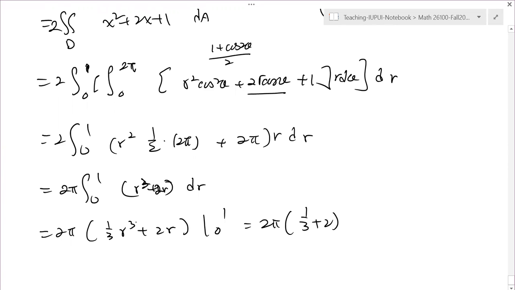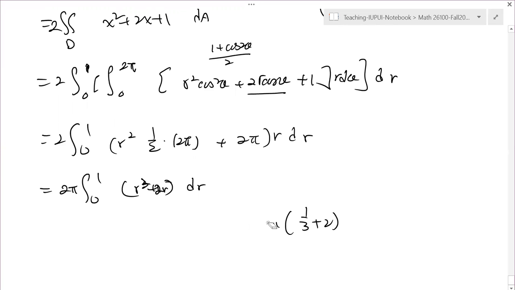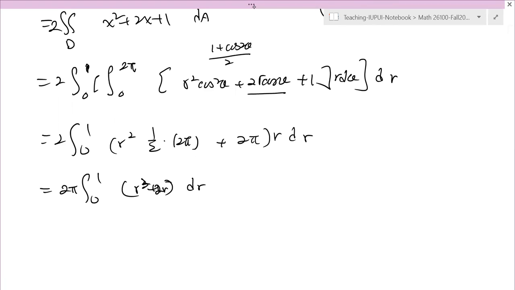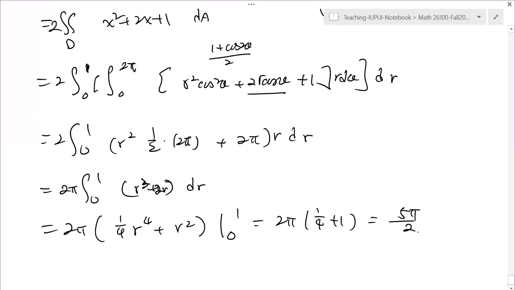Okay, let me finish it quickly. We finished 11 problems within 1 hour, 15 minutes. The antiderivative of this function is a quarter of r to the 4th power plus r squared, from 0 to 1. So it'll be 5 pi over 2. So that is today's class. We'll continue next time.